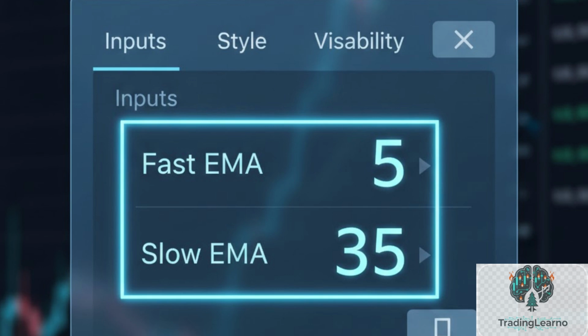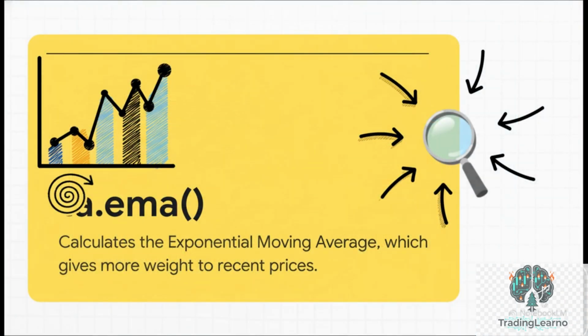Now, the real engine of this whole thing is the ta.mema function. This calculates the exponential moving average. And that word exponential is so important because it gives more weight to the most recent prices. That's the secret sauce, really. It's what makes this indicator so incredibly quick to react to what the market's doing right now.